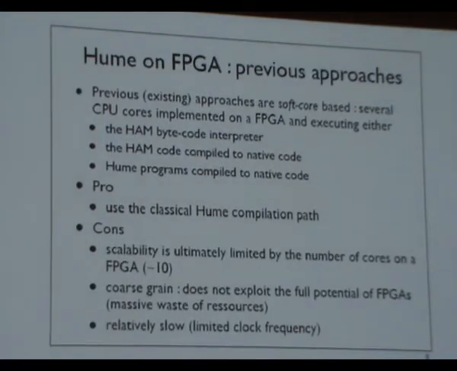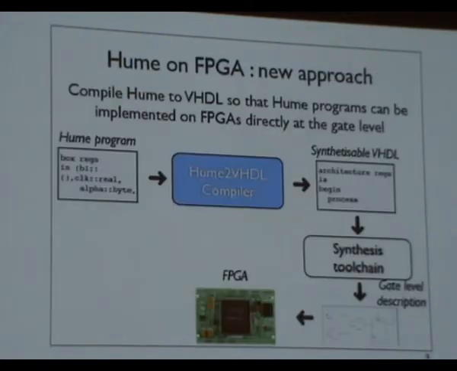The bad thing is the scalability is absolutely dreadful. We can only get 10 of the ham cores or 10 of the soft CPU on the FPGA. It's very, very coarse grained, so it's really wasting the capability of the FPGA, and it's really quite slow. You end up with a limited clock frequency.